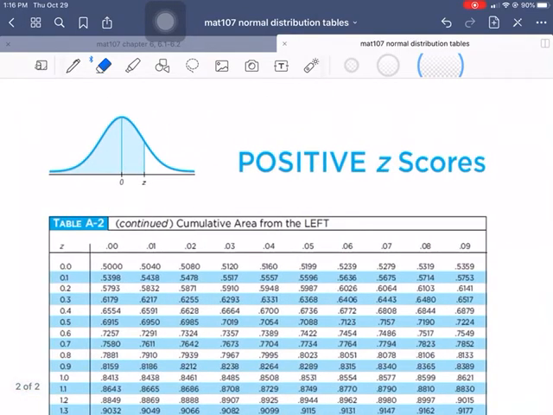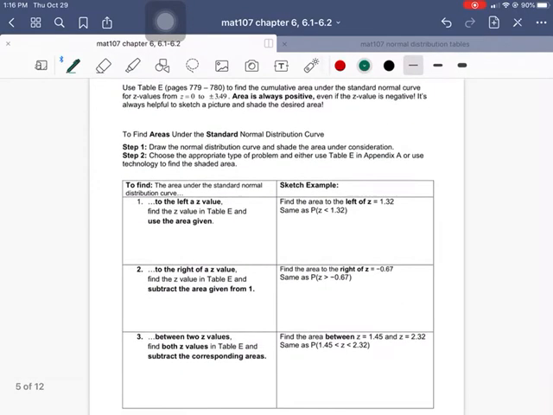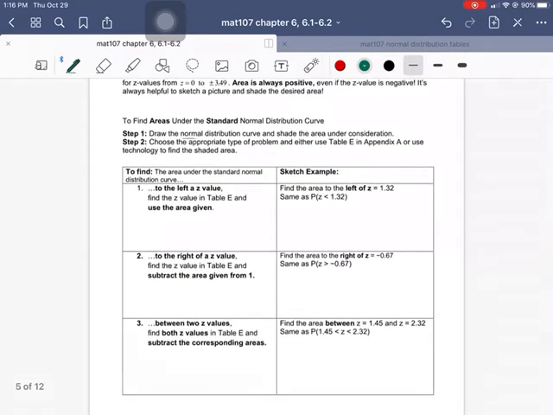The positive scores look the same. We have positive numbers down this way and across that way. All right, so to find an area, you draw a normal distribution curve and shade the area under consideration. I like the little picture. See at the top of the picture, it had that little curve. So let's go to the first one here. I draw kind of a bad looking curve. Don't worry about that part.